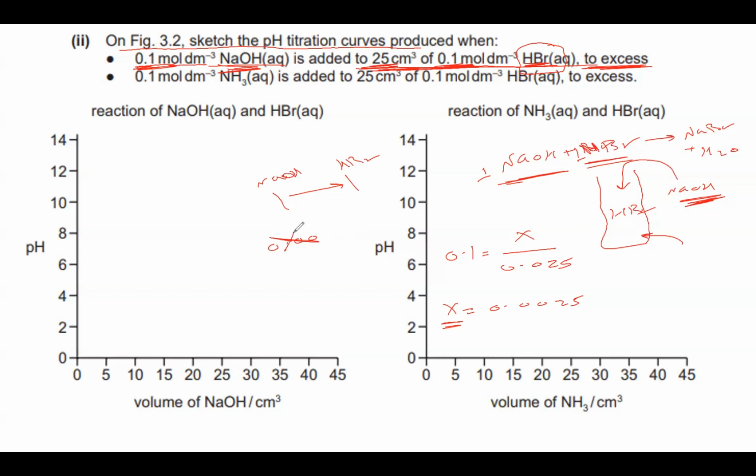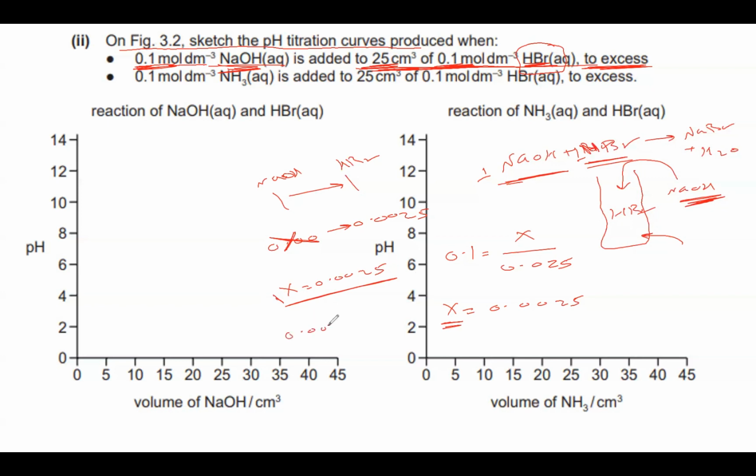So if we have X moles of NaOH to react with 0.025 moles of HBr, cross multiply them, and you will find X equals 0.025. This is the moles of NaOH that reacts completely with the moles of HBr. From these moles, I can find the volume.